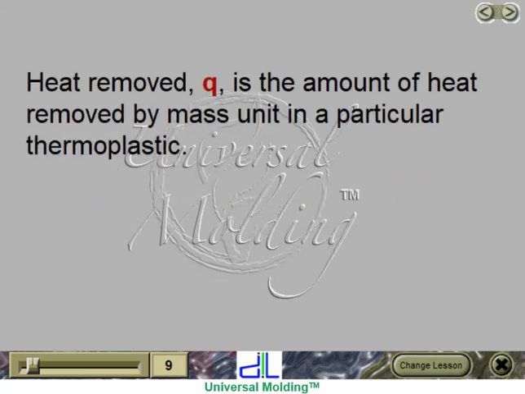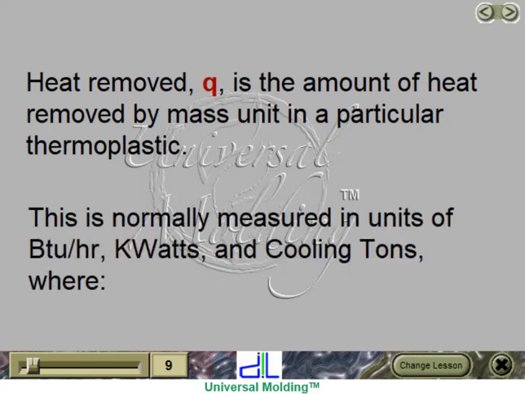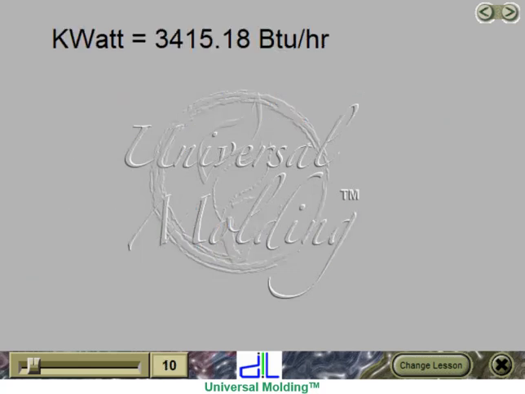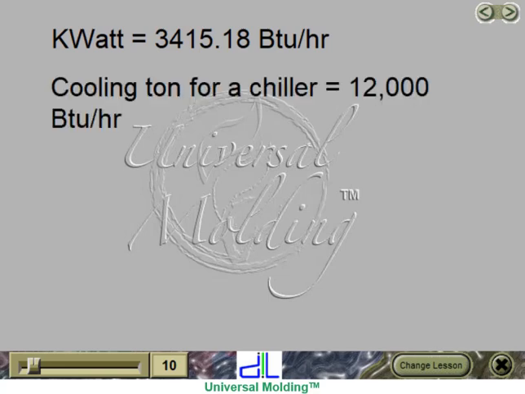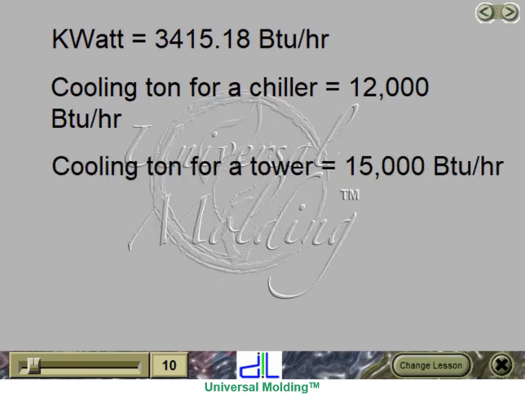Heat removed, Q. Heat removed, Q, is the amount of heat removed by mass unit in a particular thermoplastic. This is normally measured in units of BTUs per hour, kilowatts, and cooling tons, where 1 kilowatt is equal to 3,415 BTUs per hour. 1 cooling ton for a chiller is equal to 12,000 BTUs per hour. A cooling ton for a tower is equal to 15,000 BTUs per hour.